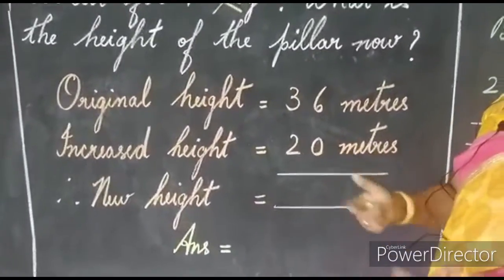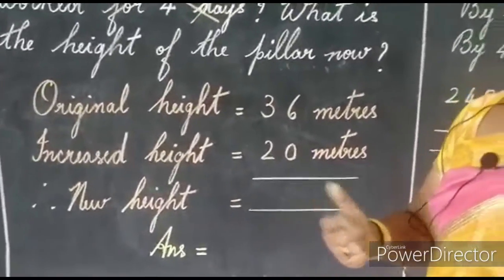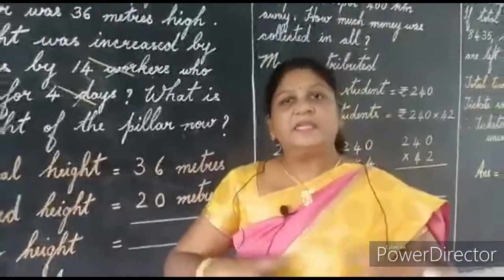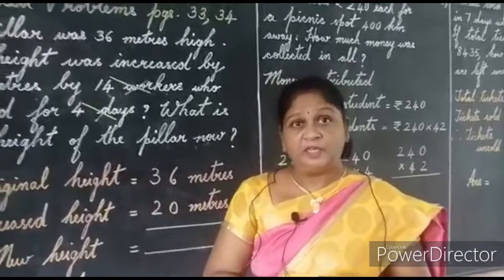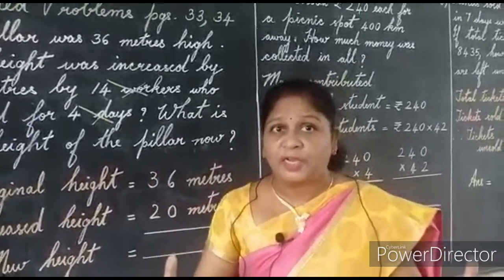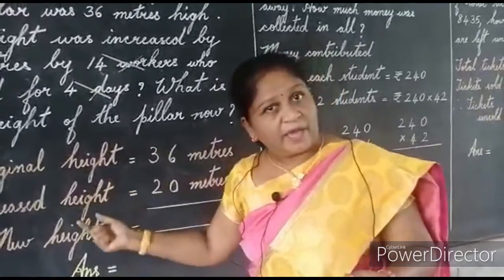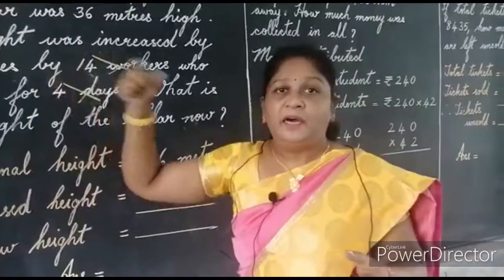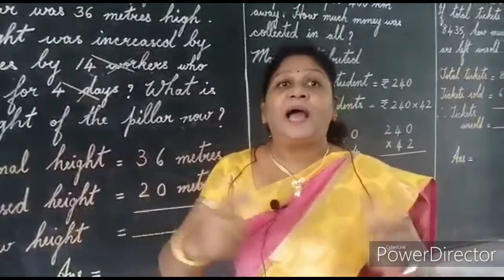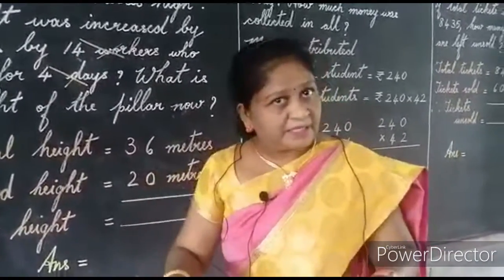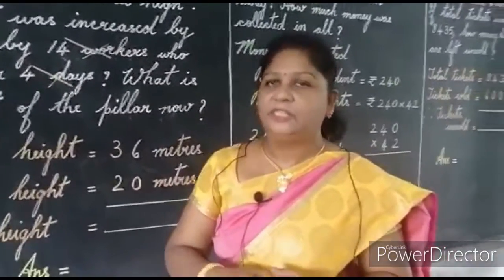So we just have to add. Supposing I had 10 chocolates with me and somebody else gave you 5 chocolates. So you will have more number of chocolates. That is how much more? 10 plus 5 is 15. Same way, original height was that. Now increased height is this. So you have to add to find the present height. That is a simple concept here.